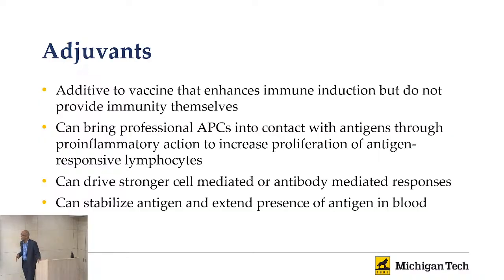So the adjuvants can also bring professional APCs into contact with antigens through pro-inflammatory reactions, and can drive a stronger cell-mediated and antibody response. So basically, adjuvants accelerate antigen presentation, giving a better B cell response and T cell response. Those are the functions of adjuvants. And also, more importantly, they can stabilize the antigen and extend its presentation in the blood. So it does not degrade easily; it stabilizes the antigen so that it is presented better.